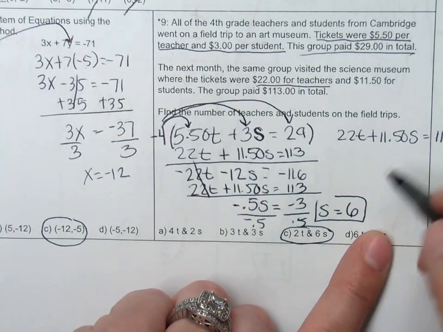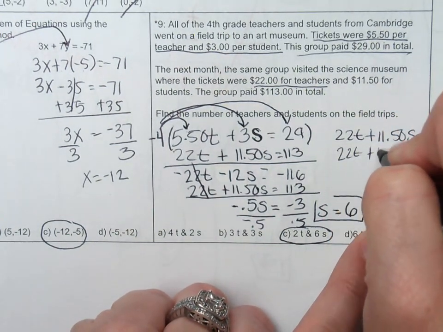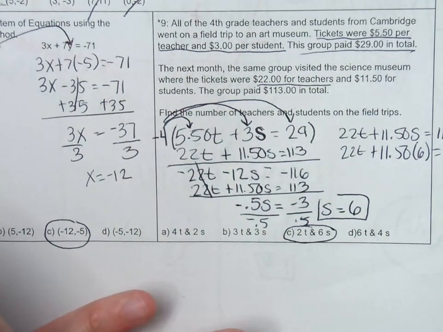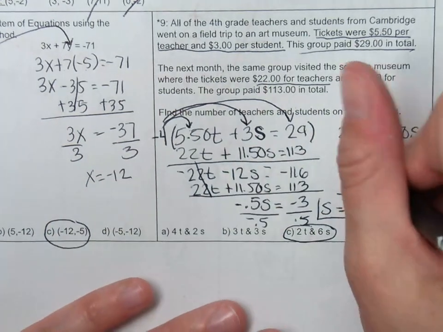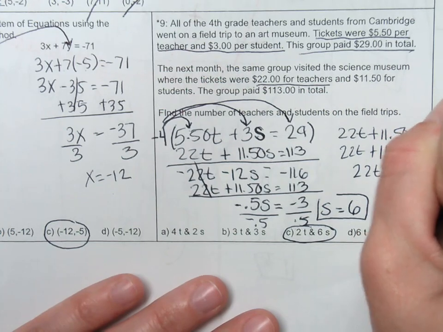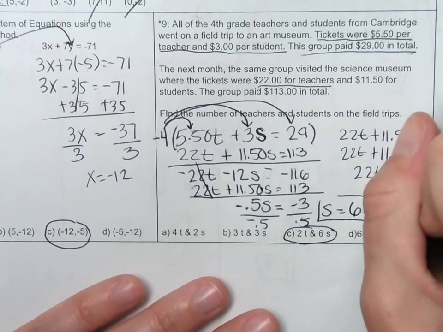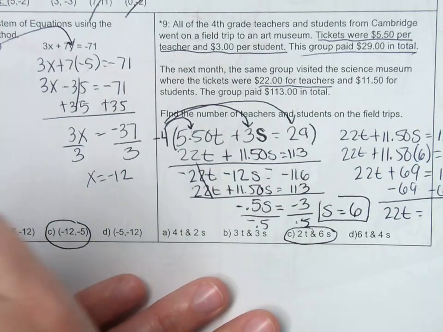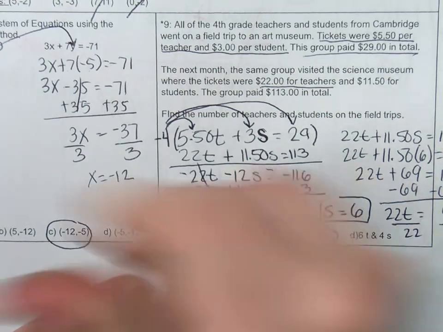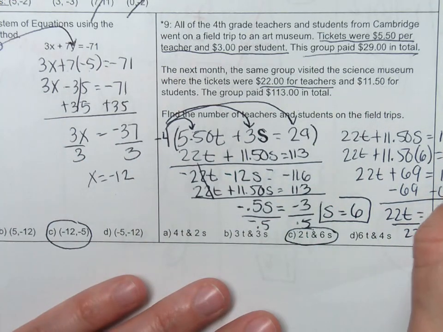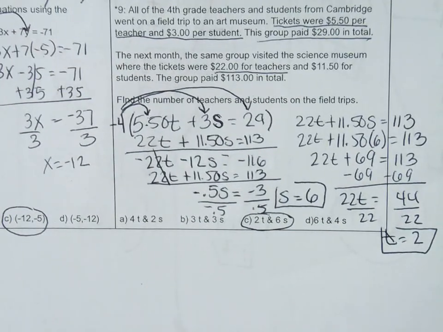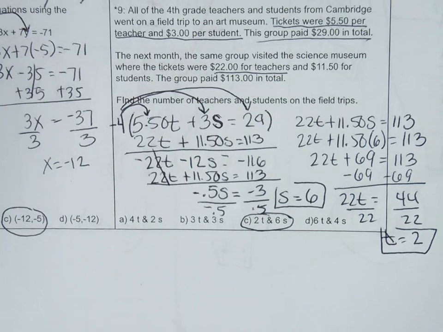So when we plug that back in, we have 22t plus 11.50 times 6 equals 113. 11.50 times 6 is $69. So 22t plus 69 equals 113. Subtract 69 on both sides. 22t equals 44. Divide by 22. And we have 2 teachers. And that is your systems of equations review.